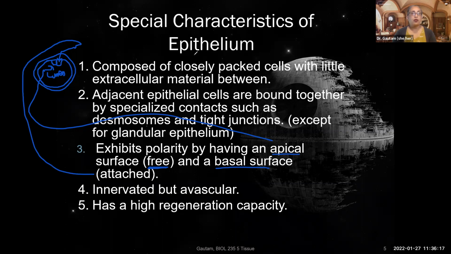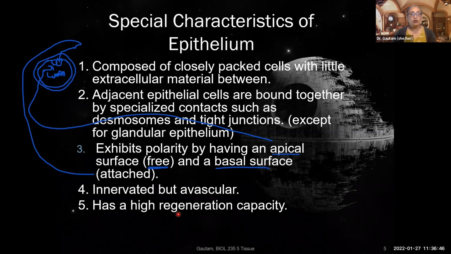The epithelial cells are innervated, which means there are neurons present there, but it is avascular, which means blood vessels don't intertwine in between, capillaries don't intertwine in between the epithelial cells. The blood vessels are in the material that the cells are attached to, right? The material that the basal surface is attached to. And we'll see what that material is coming up.